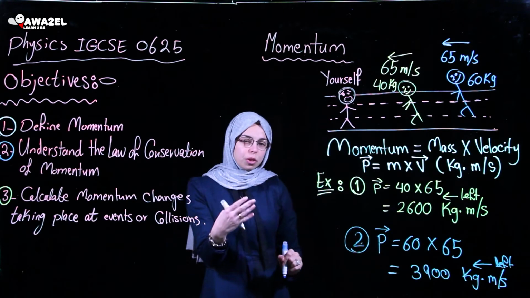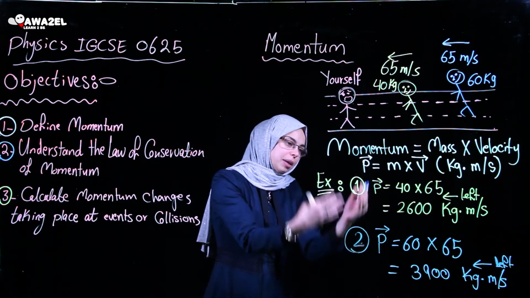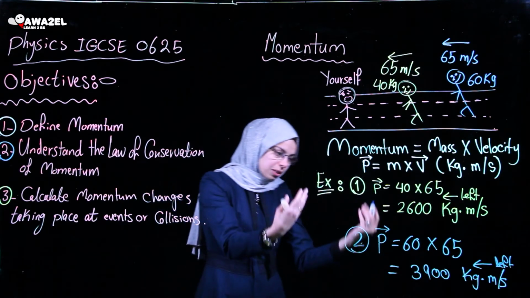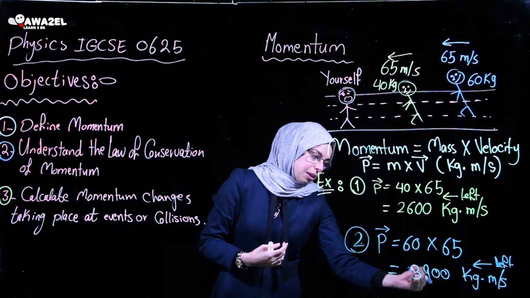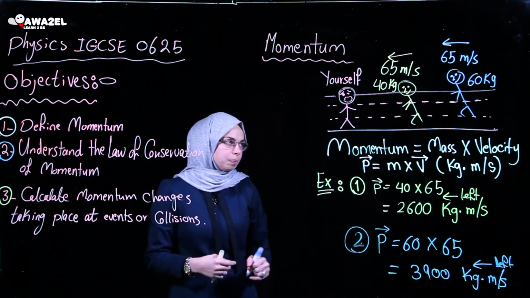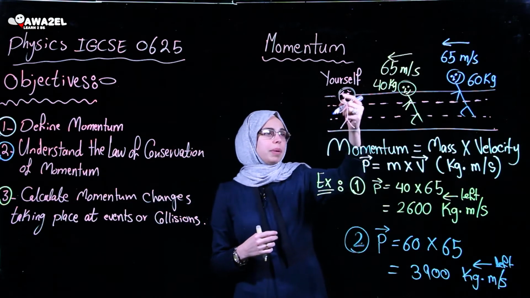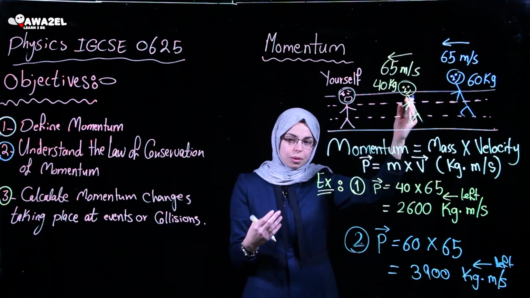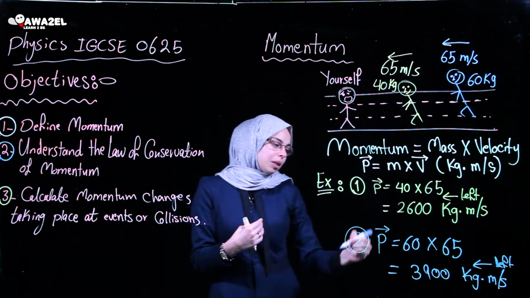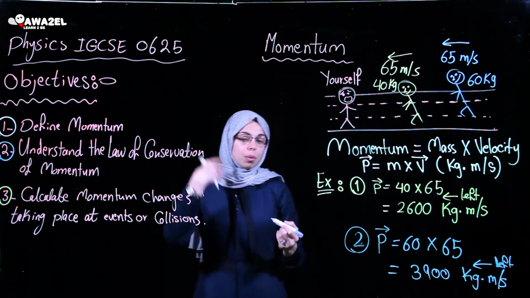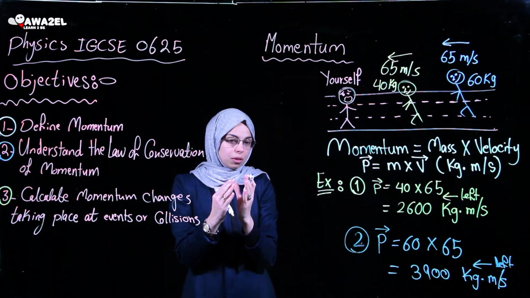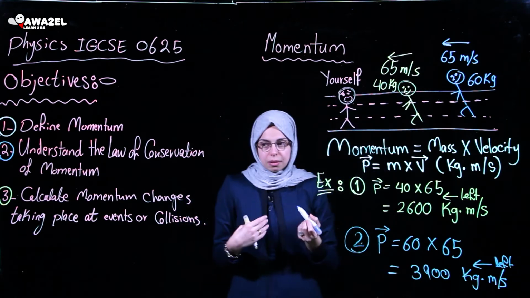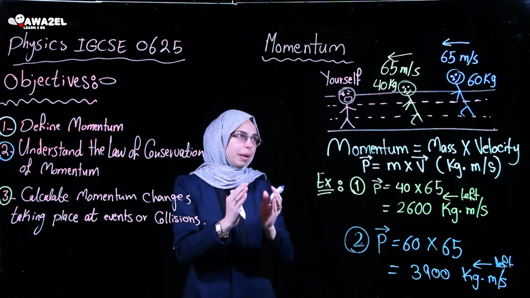Now, a question for you students: which one has a greater momentum, greater impact when colliding? Common sense says racer 2 because the value is greater. So if you are hit by the second racer, the impact is going to be more severe than the first racer, which means when the mass increases, the momentum increases. The impact of collision is going to be greater. And also, when the velocity increases, the impact is going to be greater too.